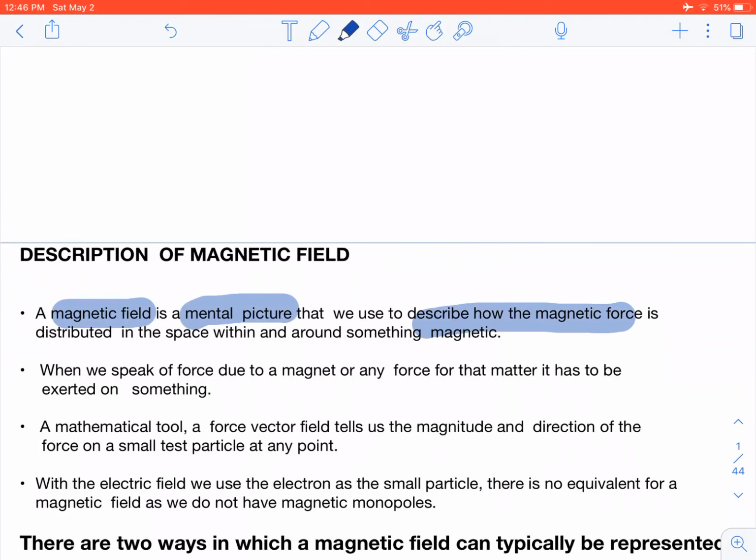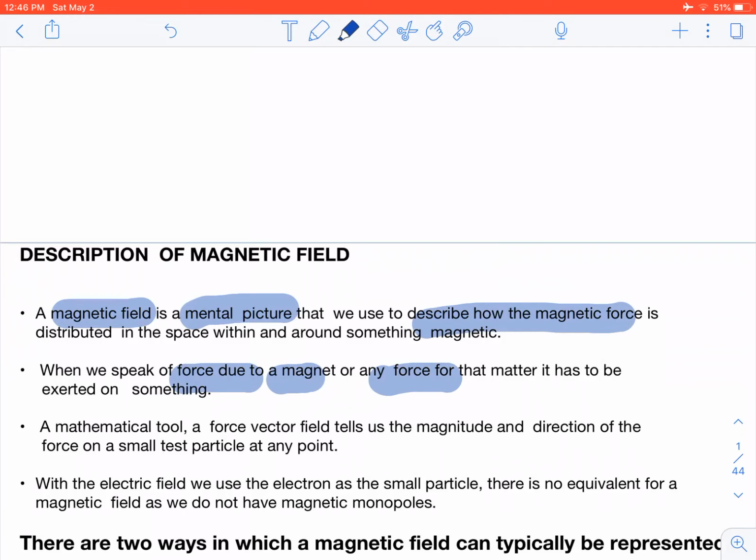So when we speak of a force due to a magnet, or for that matter any force, it has to be exerted on something. If there's a force, it has to be exerted on something, right? There has to be some interaction, and then you know that the force is there.